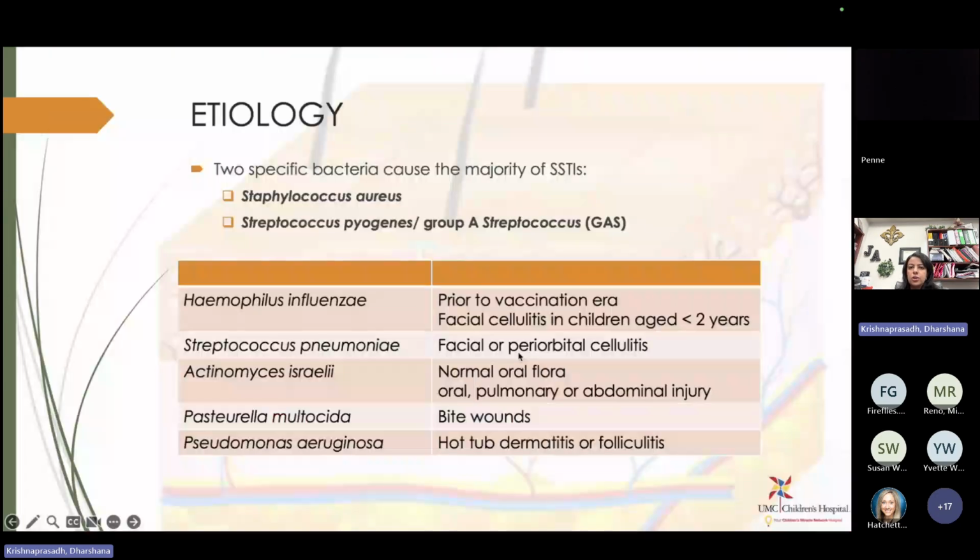Moving on to bacterial skin infections, like you may have already guessed, Staph aureus and Strep pyogenes are the most common of these conditions. And then you have H flu in the pre-vaccination era, or if they have facial cellulitis in less than 2 years of age. Strep pneumo if they have facial or orbital cellulitis. Actinomyces are usually seen in oral, pulmonary, or intra-abdominal injury. Pasteurella is seen in animal bites. Pseudomonas is seen as hot tub folliculitis.